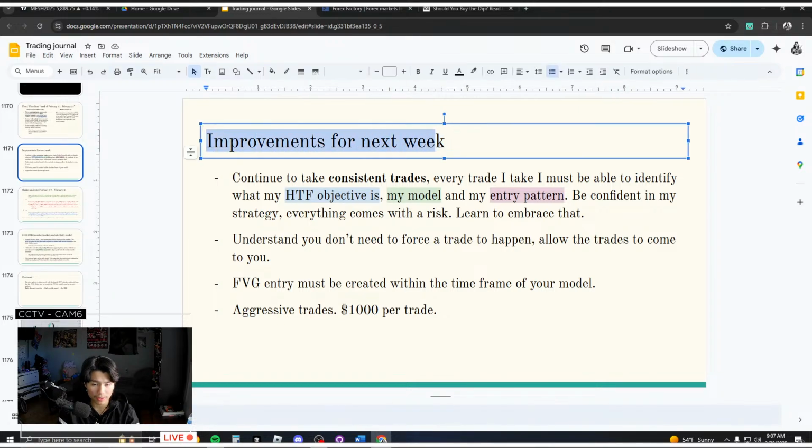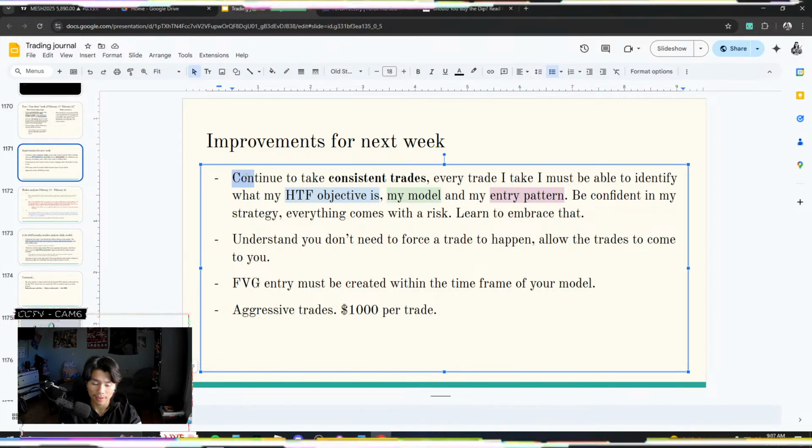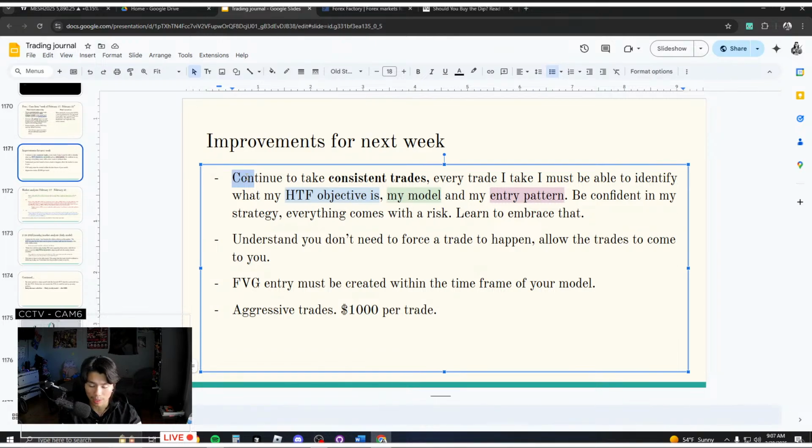And some improvements here for next week. Like I said, continue to take those consistent trades. Every single trade that I take, I should have a higher time frame objective. I should have a model, and I should have an entry pattern. Be confident in that. Be able to execute. That's the only thing that you can control. You can't control what the outcome is going to be, but you can control how you execute your strategy and how you practice your patience and discipline when the conditions in the markets aren't favorable according to your strategy.